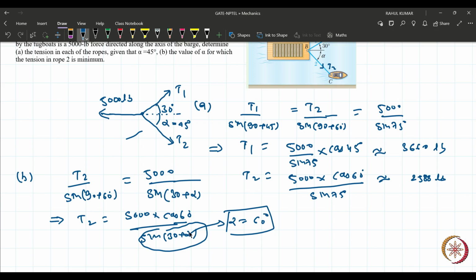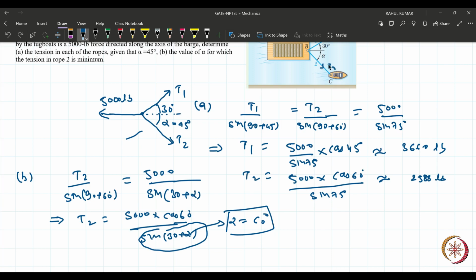Where is 70 degree? There is nothing, sir, no 70 degree. Sine 30 plus alpha, how is alpha equal to 60 degree? Yes, sir, the problem is asking the value of alpha for which tension in rope 2 is minimum.